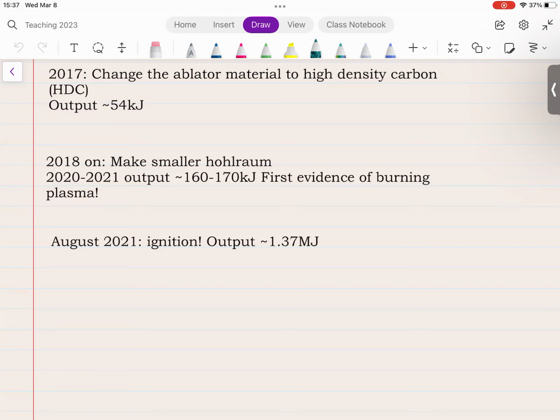Again, remember what I mentioned earlier. At this point, you're done. You repeat the shot. You don't go back to the drawing board. You pull out your finer tools to just make tiny, imperceptible improvements, and you're going to get ignition. That's what happened.